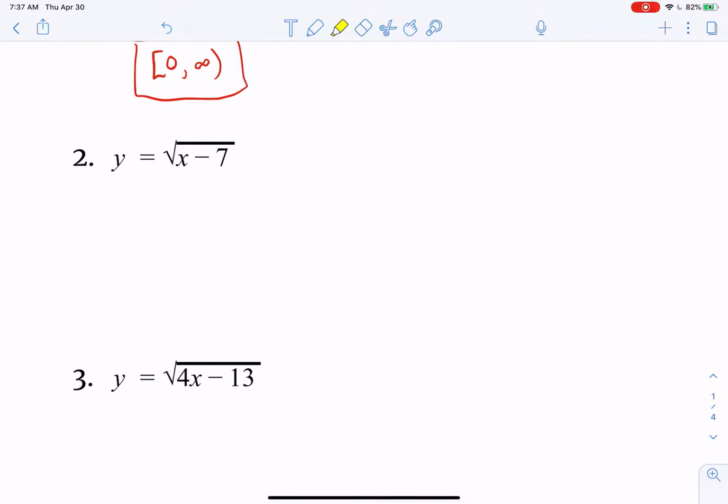So for this one, we have x minus 7 under the radical. What numbers would make sense? What if I put 7 there? Then I would have 7 minus 7, and I would have the square root of 0. Does that make sense? Sure. But what if I put 6 minus 7? That would be -1. Does that make sense? No, it does not.